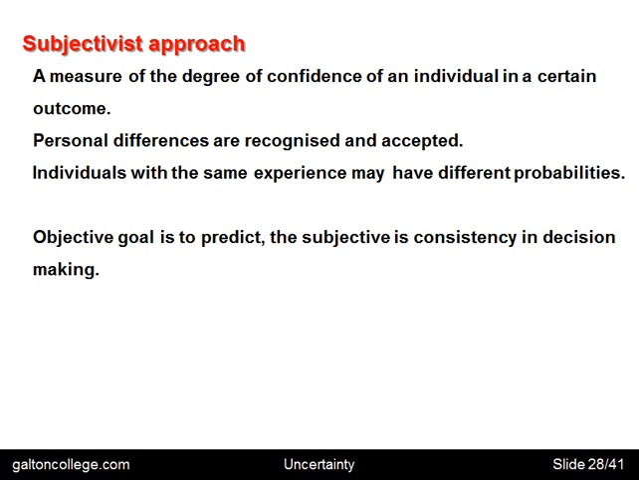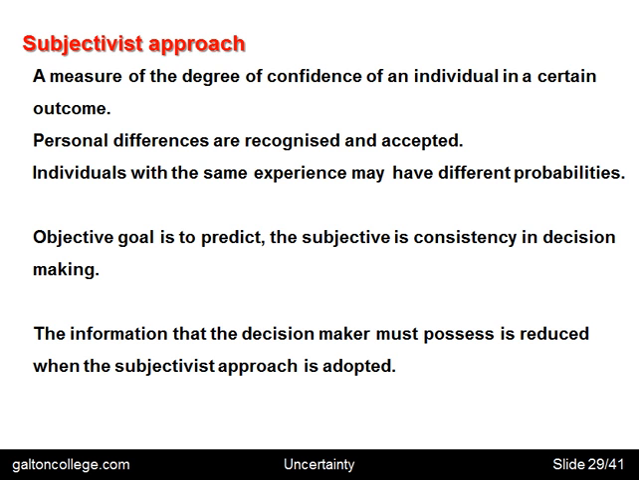The objective goal is to predict, whereas the subjective one is consistency in decision making. The objective probability wants to know what the probability distribution is, to try to make some prediction about the future. With the subjectivist one, it's trying to get a consistent decision, a decision that makes sense given all of the facts, and that most people will subscribe to. Most people will say it's a reasonable decision given what we know.